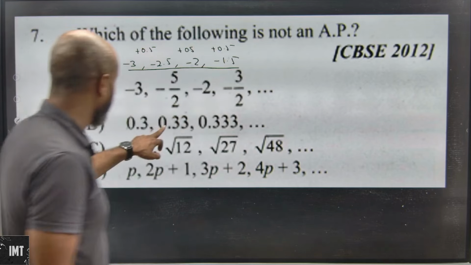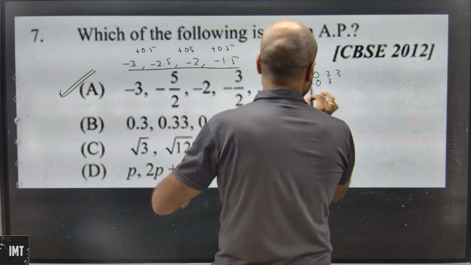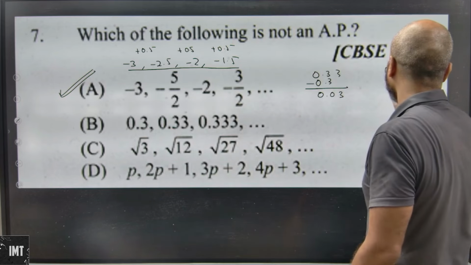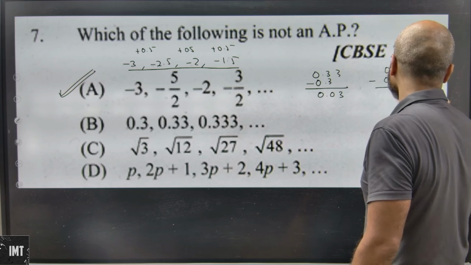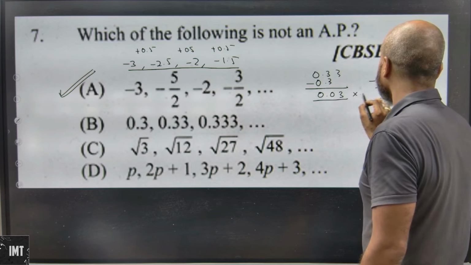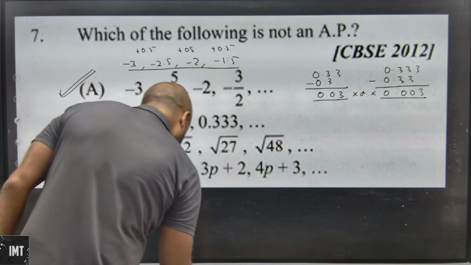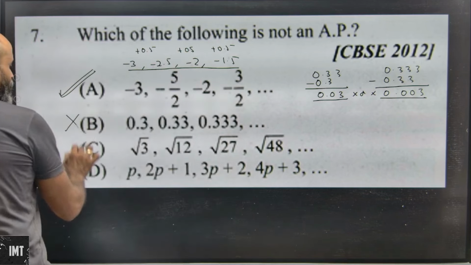Let's come to this one. 0.33 minus 0.3 gives you how much? 0.03. And 0.333 minus 0.33 gives you how much? 0.003. Obviously, these are not the same common differences. Hence, this will not be an AP. So this will not be an AP.